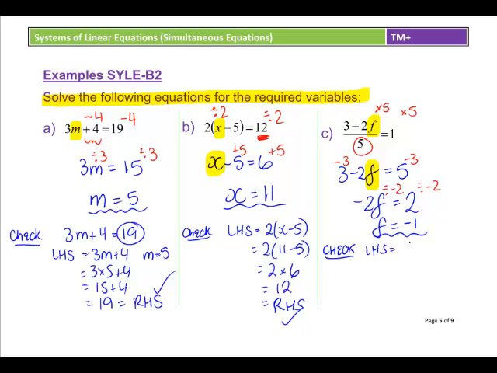My left hand side was 3 minus 2f all over 5, which is going to be 3 minus 2 times -1 divided by 5. 3 minus 2 times -1, well 2 times -1 is -2. 3 take -2 is 3 plus 2 all over 5. That's 5 over 5, which is 1, and that's equal to my right hand side. So that works. Okay, so that is how we solve linear equations.